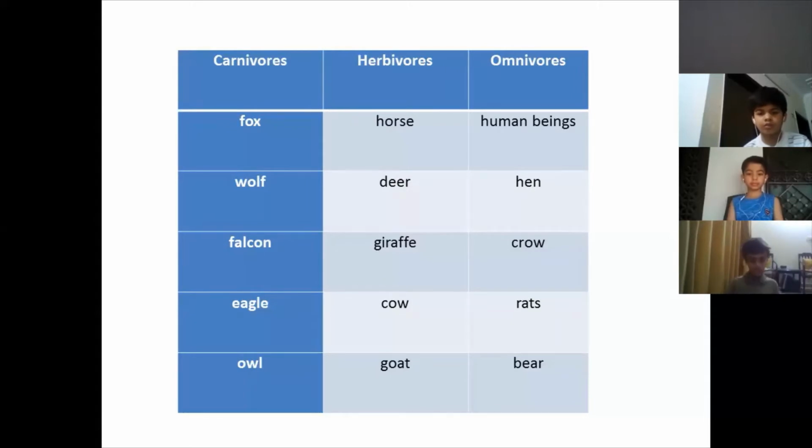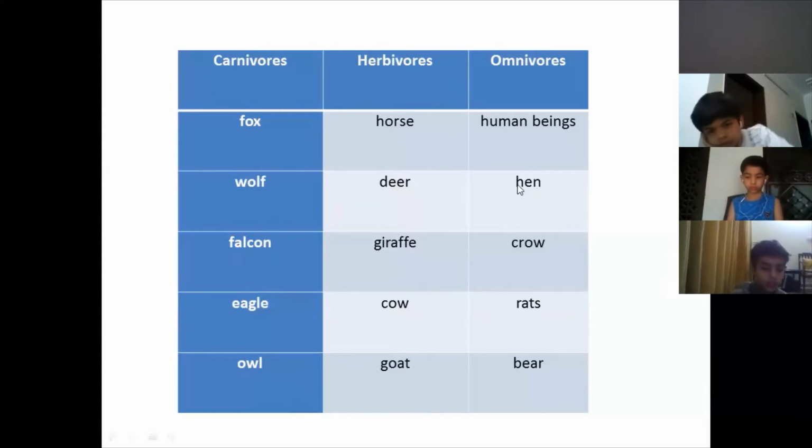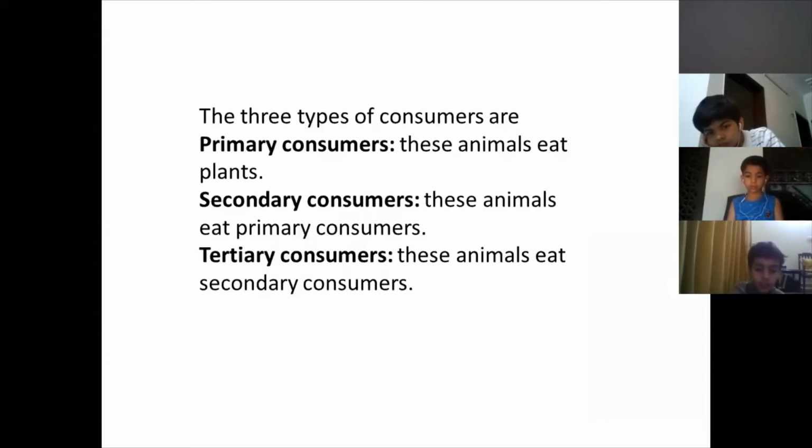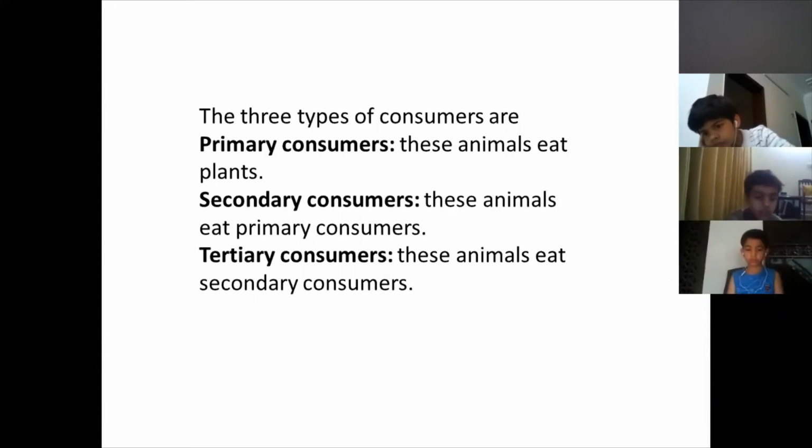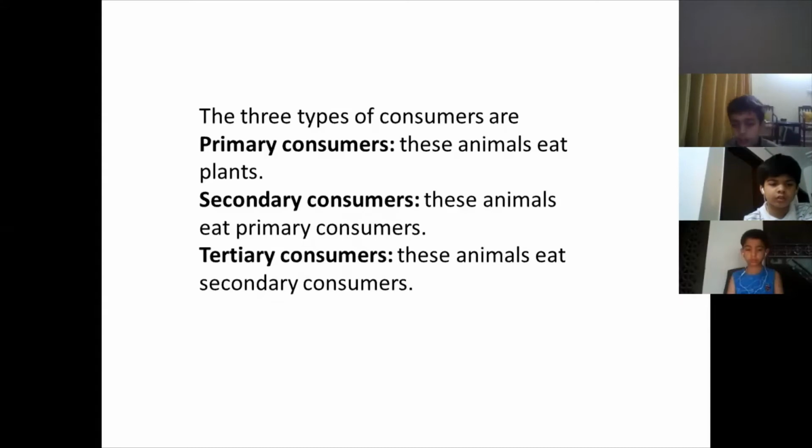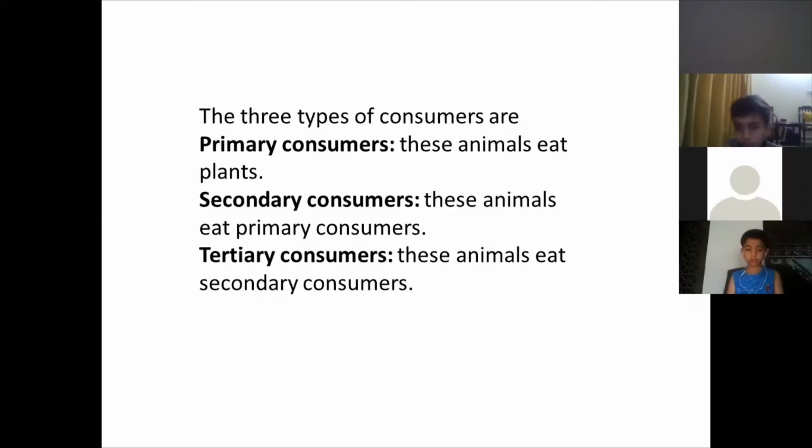If we talk about omnivores, we as human beings are the omnivores. Why? Because we eat both plant and the meat. Then comes hen, crow, rats, bear. Now these are the examples of the animals that eat only meat, only the plant, or the ones like human beings that eat both, right? So, now comes three different types of consumers, right? To explain the diagram that is there in your book, page number 15, first you must know what are primary consumers, what are secondary consumers, and what are the tertiary consumers.